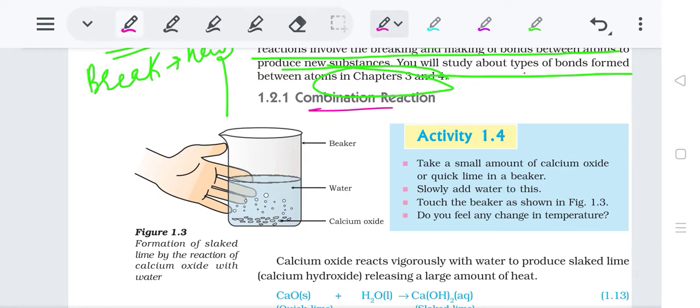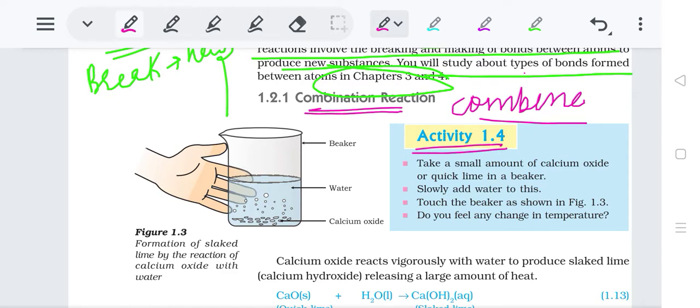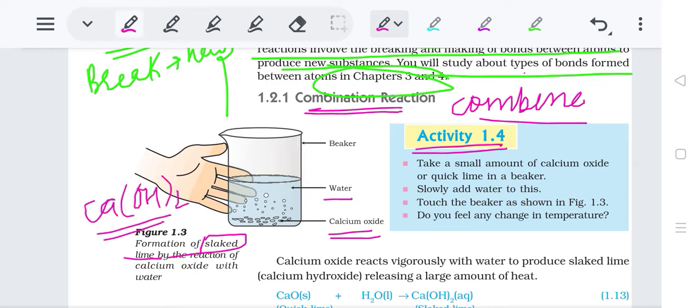Moving further, we have our first type, that is combination reaction. As is clear from the name, it is something about combining. Here we are discussing activity 1.4. We have water and we added calcium oxide to it. It formed slaked lime. What is slaked lime? Slaked lime is nothing else but calcium hydroxide. Here you can see bubbles. These bubbles are of heat, and when you touch it, you will feel that the beaker is hot.